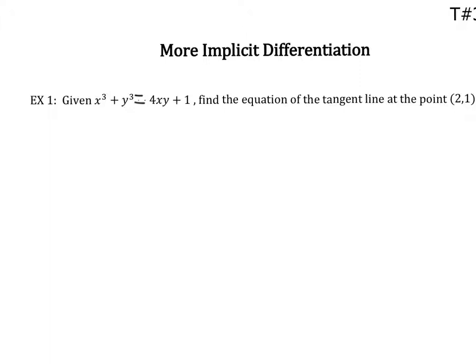So you need a point. Luckily, they gave it to you. And because these aren't functions, a lot of times with implicit they will. But now I have to find the derivative. So you do that using implicit.